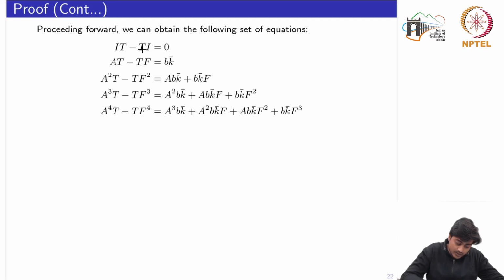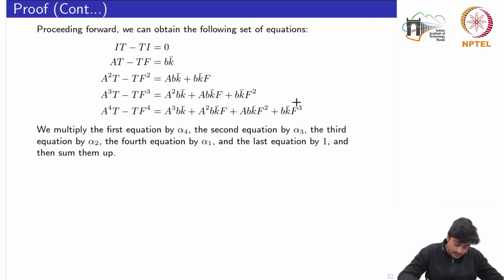So proceeding forward, we can obtain the following set of equations. We start with I into T minus T into I, which would definitely be equal to 0. Then AT minus TF, we know it is already the Lyapunov equation. Further, A squared T minus T F squared, this is what we have computed. Now going forward for power 3 and power 4, you can also simplify by yourself the right hand side to check whether they are coming equal to this or not.